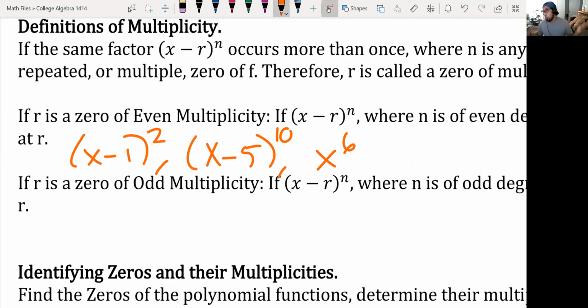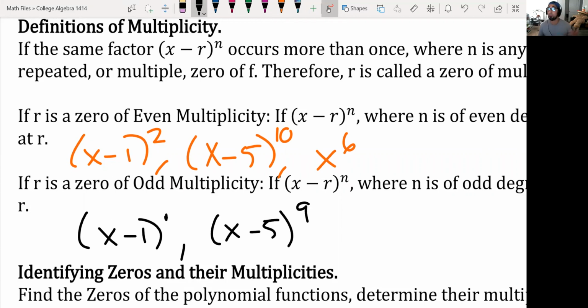And then down below, what do you think it means to have odd multiplicity? If I did x minus 1, that would show up once, having a multiplicity of 1. x minus 5 to the 9th. This means 5 would show up 9 times. And x to the 5th. This means 0 would show up 5 times, having an odd multiplicity.